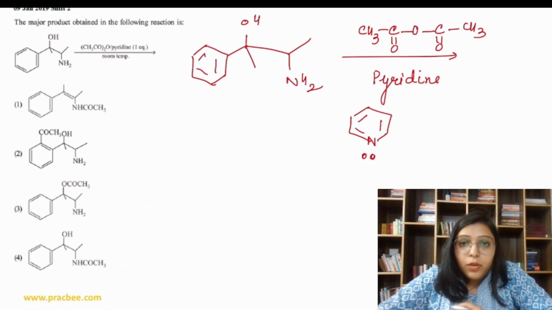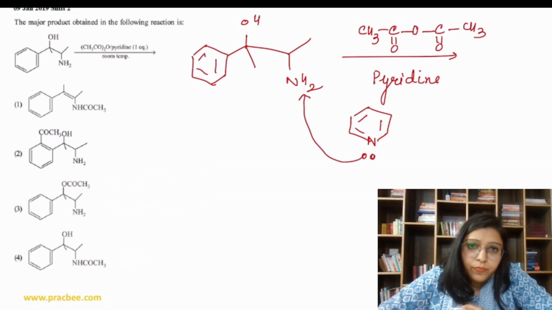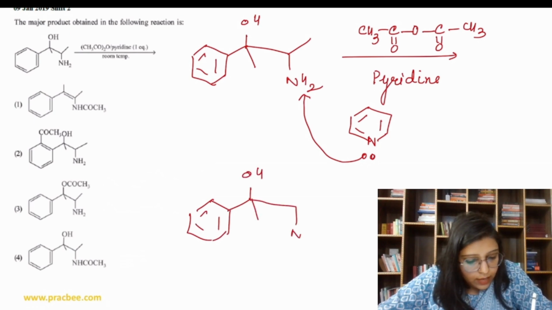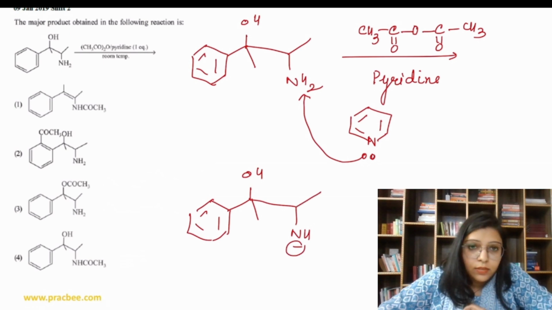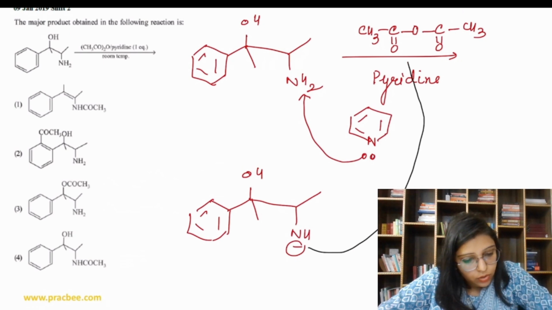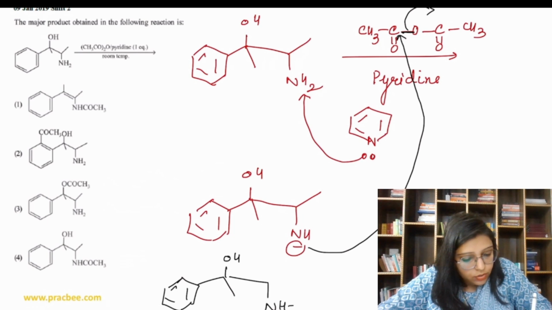Theek hai? Now room temperature pe we have to do the reaction. So what happens? Pyridine takes hydrogen from NH, right? NH2. So we get OH, this, NH negative, and this. Now this NH negative attacks on this carbonyl carbon, and this bond breaks. So we have OH, this, NH, C double bond O, CH3, right?